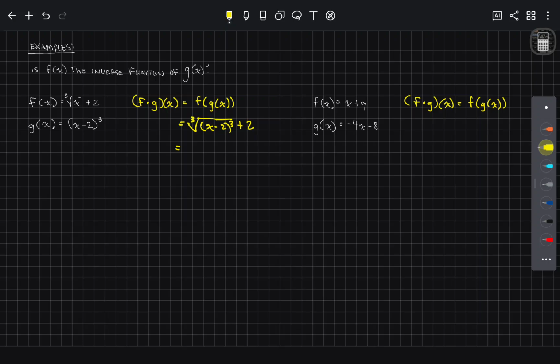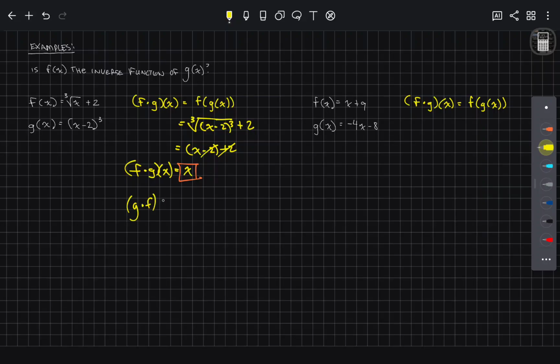A cube root with a cube inside of it cancel each other out. They are of equal and opposite power. That leaves us with x minus 2 plus 2. Simplifying even further, the minus 2 and plus 2 cancel each other out. Anytime you add opposites, you always end up with a zero pair. So g of x, when it's embedded inside of f of x, gives us x. Now we have to do the reverse.